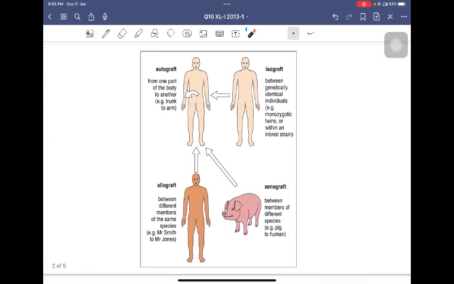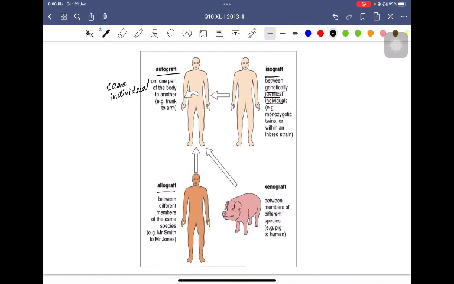We have to talk about different types of transplantation. So the first one is autograft. Autograft is when transplantation is carried out from one part of the body to another, so inside the same individual. This is called autograft. What is isograft? Isograft is between genetically identical individuals. So these genetically identical individuals should be monozygotic twins, who were born from the same zygote.